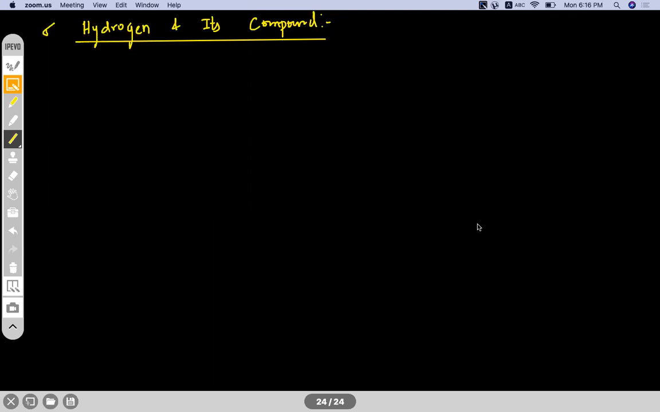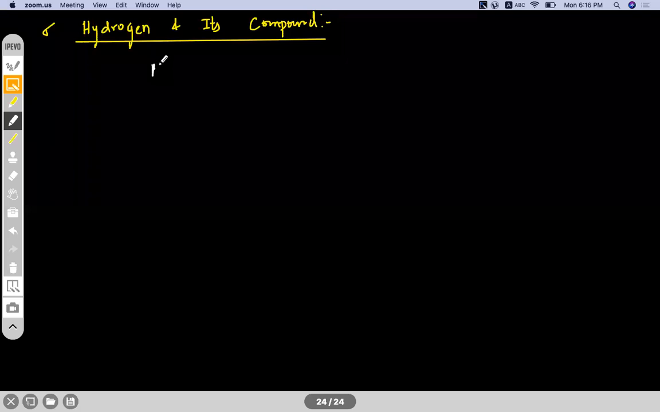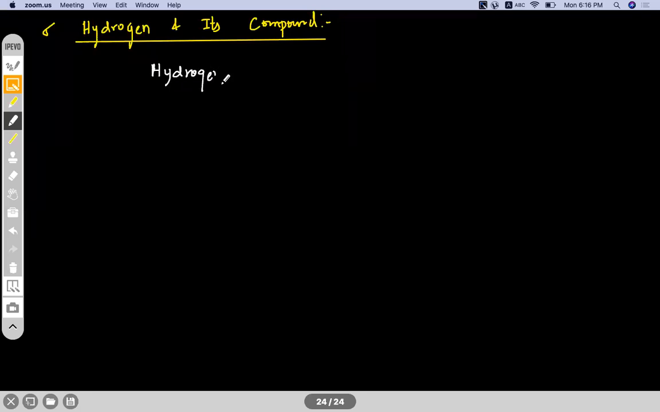Okay, so guys, we are going to start a very small chapter, not much important as far as the exam is concerned. Only one thing is important in this chapter, that is the hardness of water, nothing much. So, hydrogen and its compounds. We are going to see the preparation methods of hydrogen, what compounds it forms, and what the properties of these compounds are.